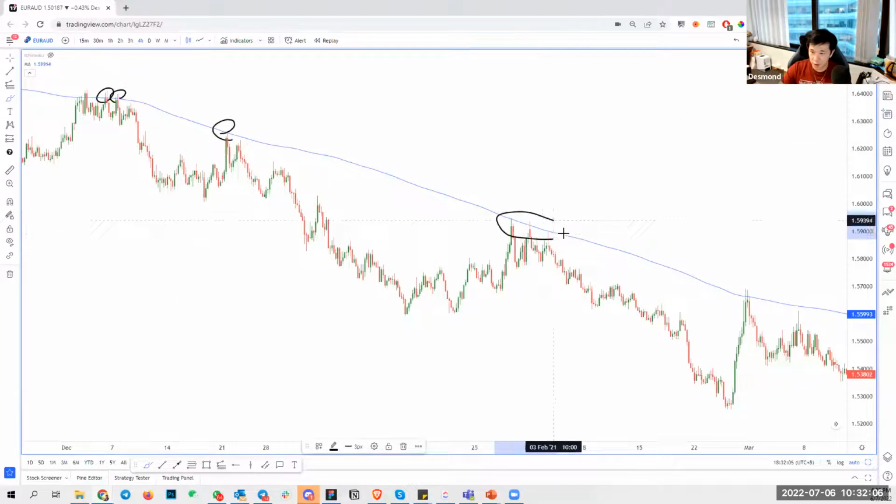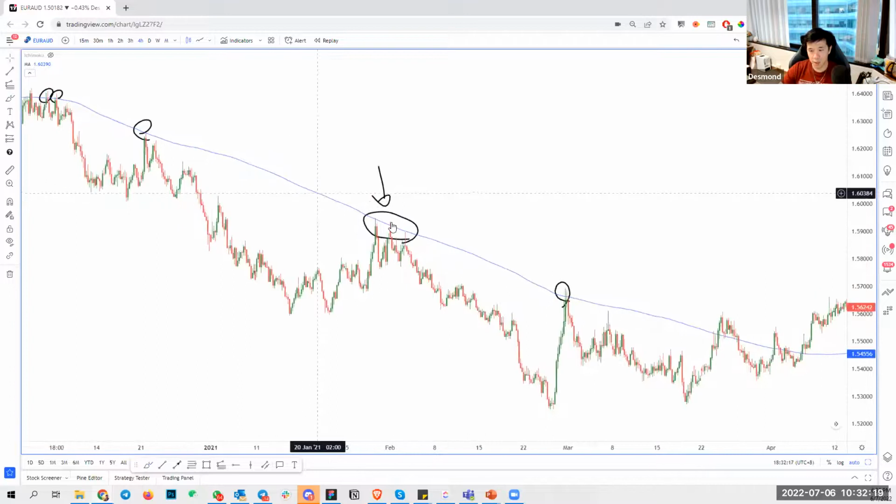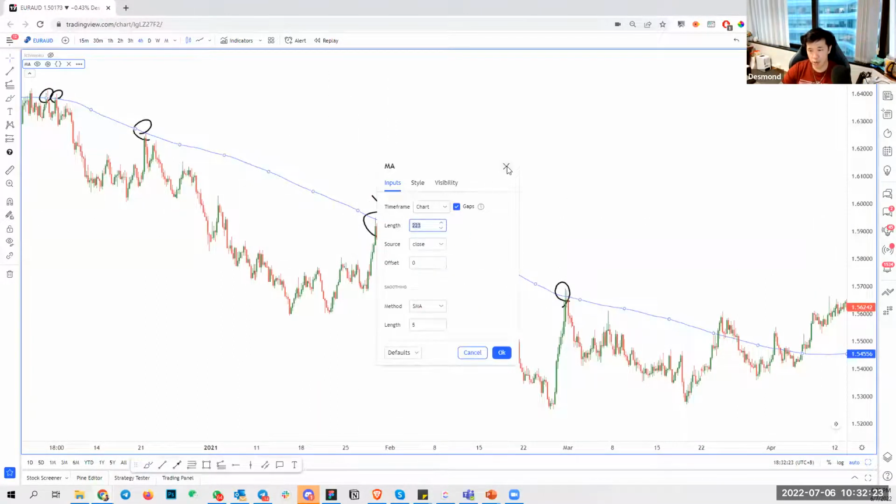And then these would have been your profitable trades, right? If you look at this over here, price reverses from there, reverses from there, reverses from there, right? This would have been an even more profitable trade for you, right? All because you fine tuned your moving average to go from 200 to 223.